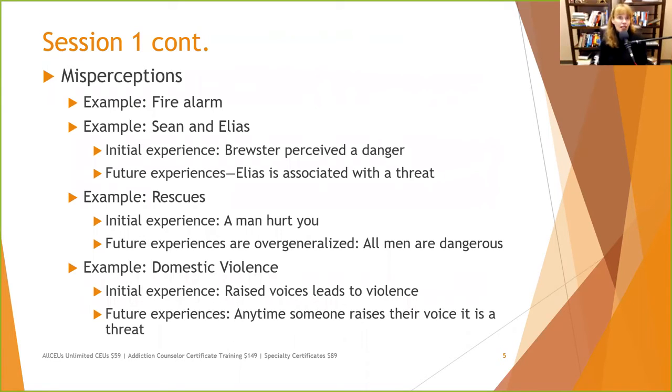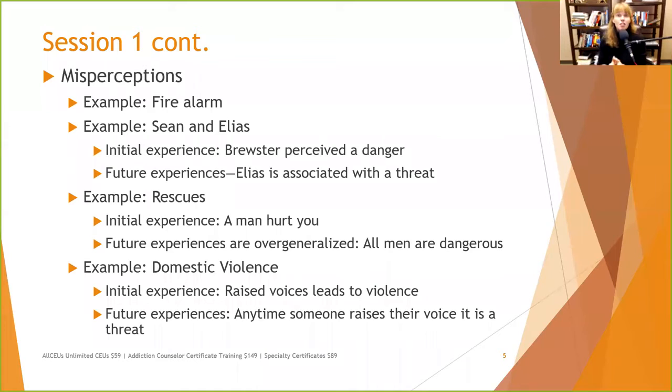And finally, domestic violence, and obviously that's humans. Initial experiences. If somebody was raised in a household where raised voices led to violence, you knew if you heard dad come home and he started screaming, the stuff was about to hit the fan. Then in the future, when somebody raises their voice, you may perceive it as a threat. Now, intellectually, you may know, I'm bigger now, but there's that microsecond where you may flash back to, is this a threat or not? And that's okay. That's your brain going, are you safe? Is this a threat? Is this something you need to worry about?